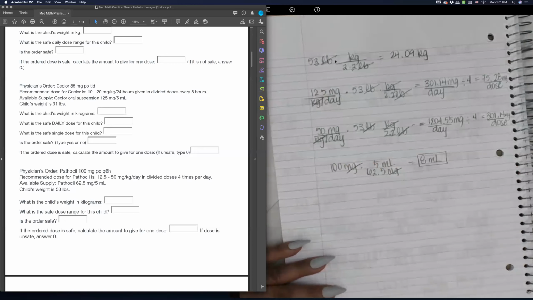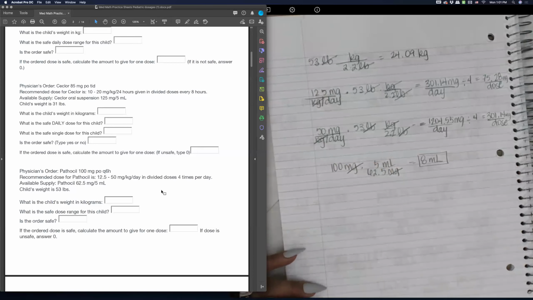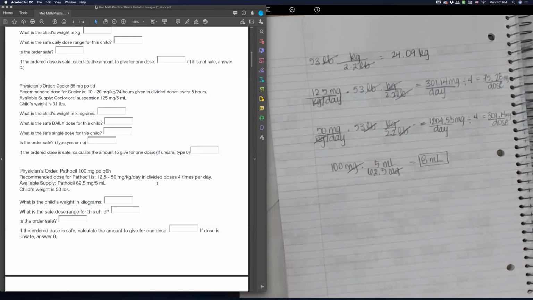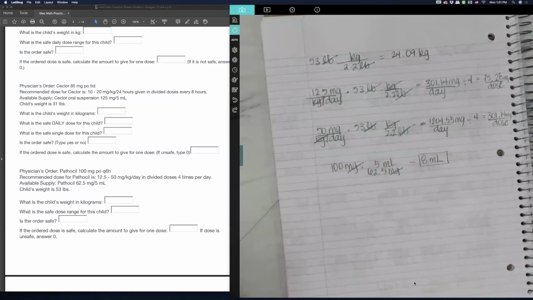Okay, so that is the first 2 pages of our pediatric dosages calculations, and the rest will be continued in additional videos.